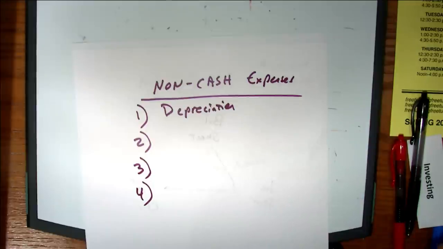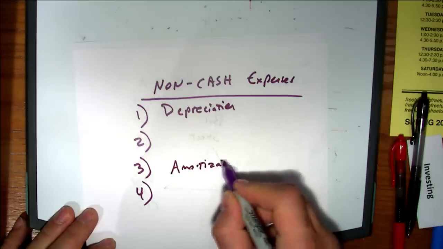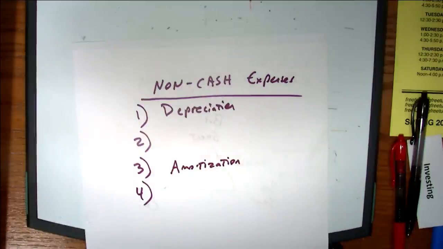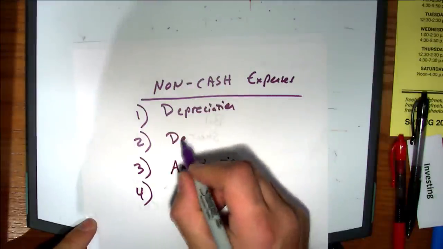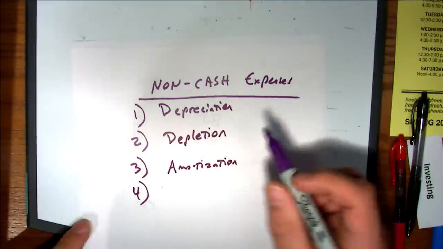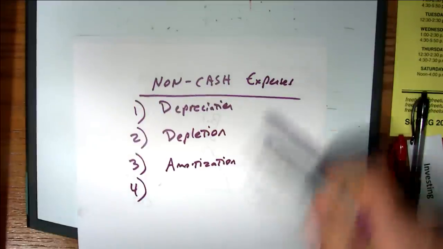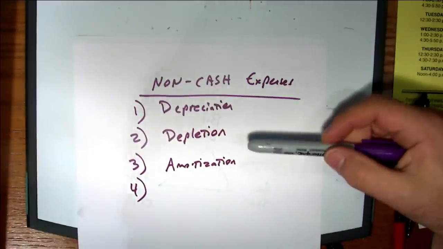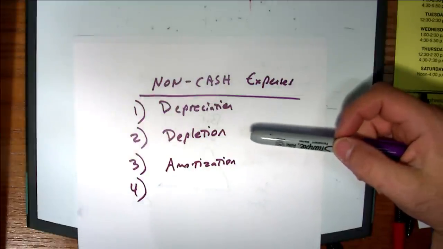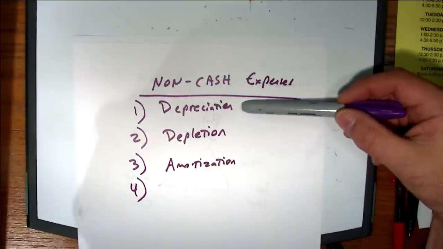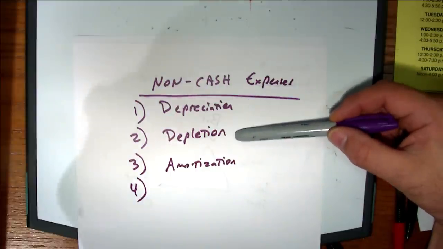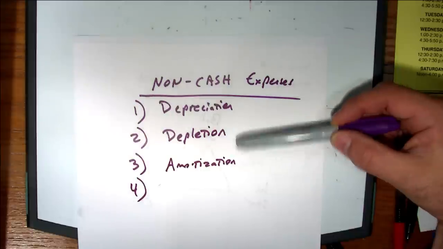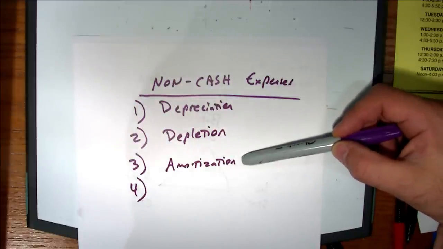Does anybody want to make a guess on what? Amortization. Yes. Amortization. And what's the other expense that's related to depreciation and amortization? Depletion. Very good. Depletion. Now, let's remind ourselves what these are. These are all spreading out the expense over a reasonable amount of time to abide by the matching principle, right? Depreciation is in regards to fixed assets. Depletion is in regards to natural resources. And amortization is in regards to intangible assets.